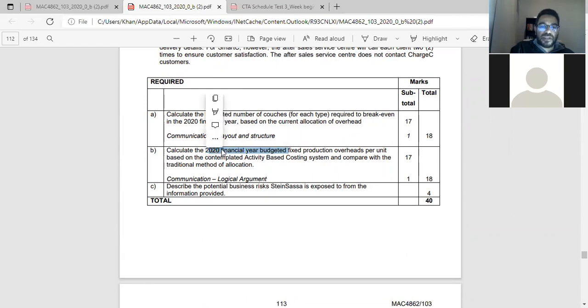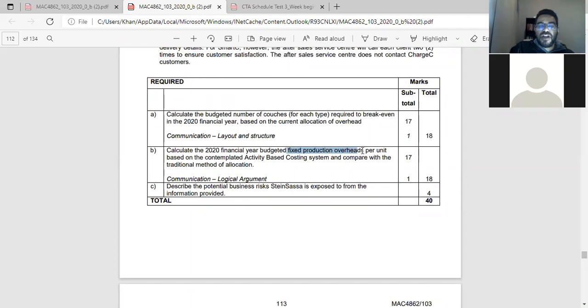Okay, it's very important. And here you can see financial year. So you're looking for annual figures. So if they gave you monthly figures, you must convert it into annual. If they wanted monthly, but they're giving you annual, you need to convert into monthly. So please, these are subtle things that cost us the marks. Okay, so very important. Calculate what? 2020 financial year budgeted. Okay, we're happy, but what must we still calculate?